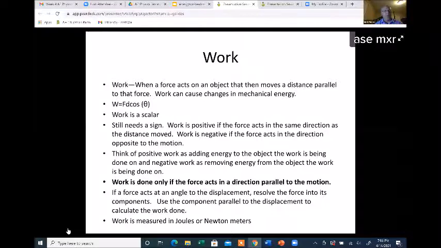Maybe the most important way to think about positive work is it's adding energy to the object that the work's being done on. So you're increasing the amount of mechanical energy in that object if you're doing positive work on that object. If you're doing negative work on an object, you're essentially dissipating energy from the object, probably turning it into heat or something like that. So positive work, you're adding mechanical energy to the object. Negative work, you're dissipating energy from that object.